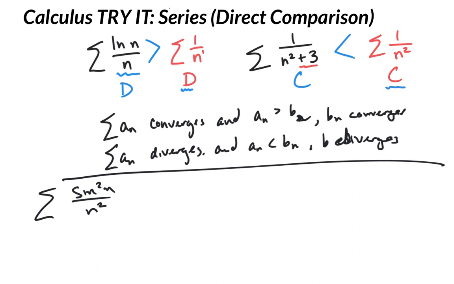All right, I want you to pause here and I want you to reason through this one. This is the example I always give of when you'd actually want to use direct comparison. But think about the maximum value of this numerator. Pause here and give it a try.